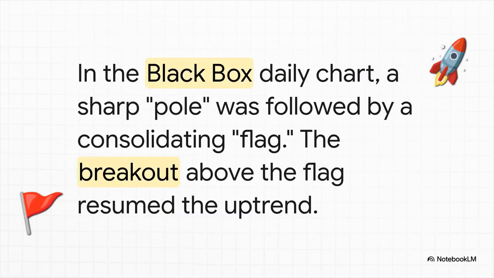Take a look at this example from the Black Box daily chart. You see that massive surge up? That's our pull. Then, notice how the price just kind of drifts sideways in a really tight range, forming the flag. The trade signal, the moment we're all waiting for, is when the price breaks out of the top of that flag. That breakout tells us the rest period is over and the original uptrend is back in business.